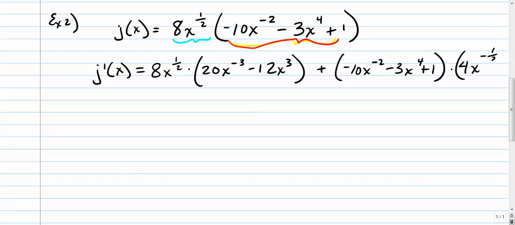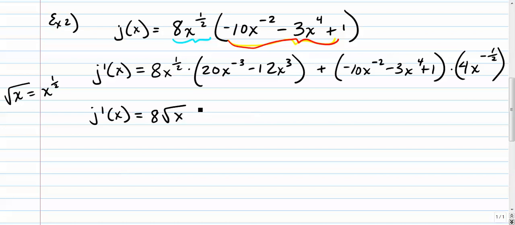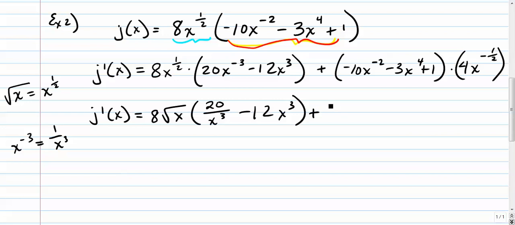and we're going to subtract 1 from 1/2. 1/2 minus 1 is negative 1/2. Alright, so simplification is probably a good idea here. We know based on our rules, right, if you have the square root of x, that's also equal to x to the 1/2, so this is actually 8 radical x. And negative exponents go into the denominator, so this is actually equal to 1 over x to the third. 20 stays at the top, x to the third goes to the bottom. And same thing here, negative 10 stays, x squared goes to the bottom.